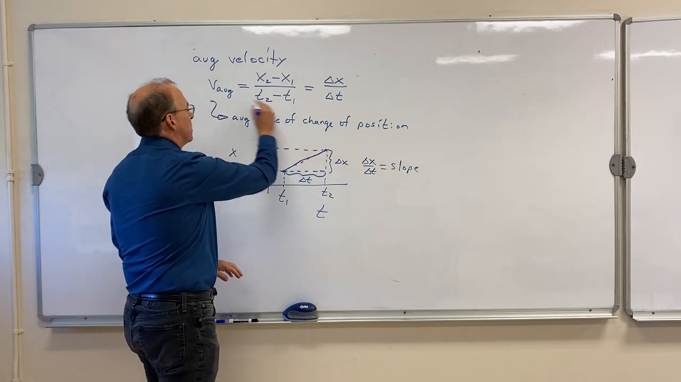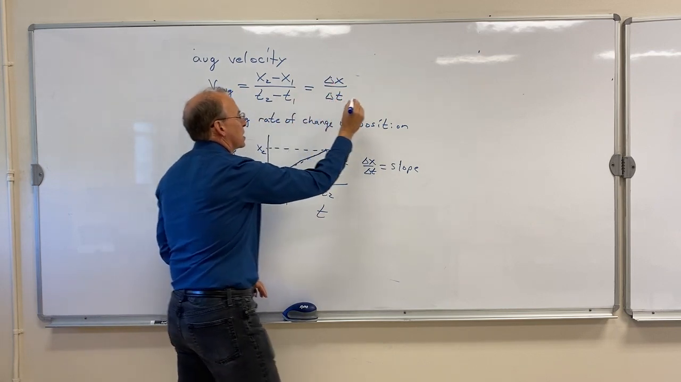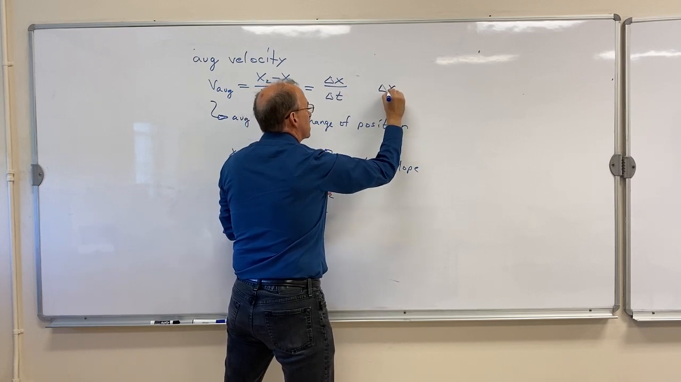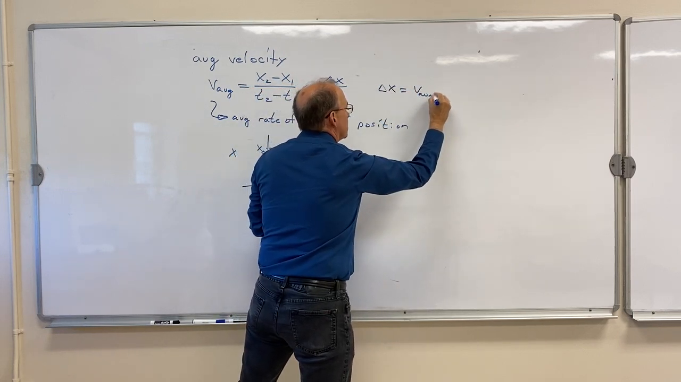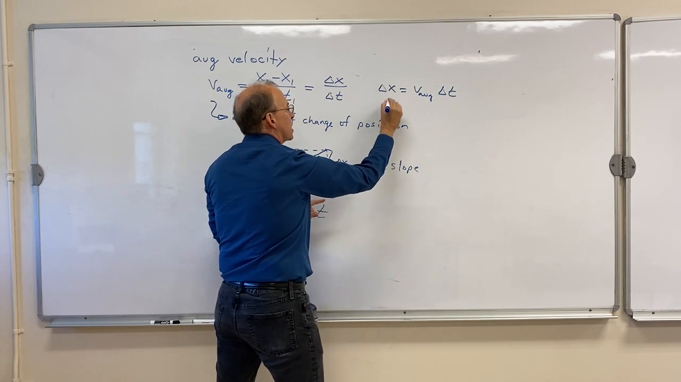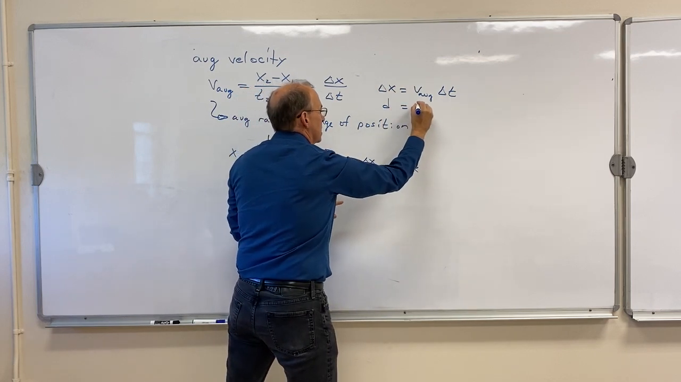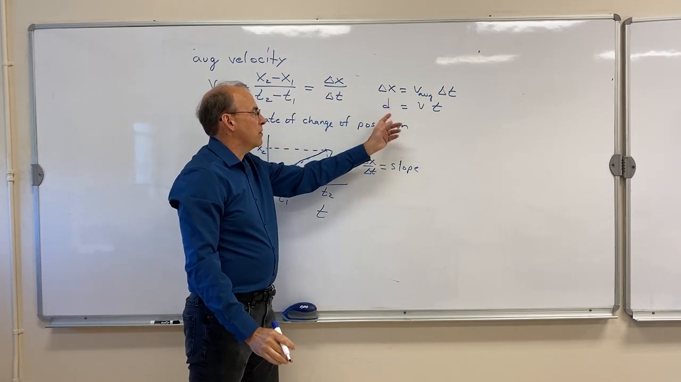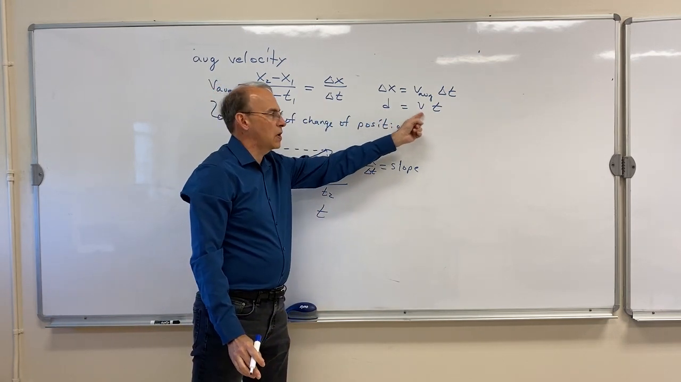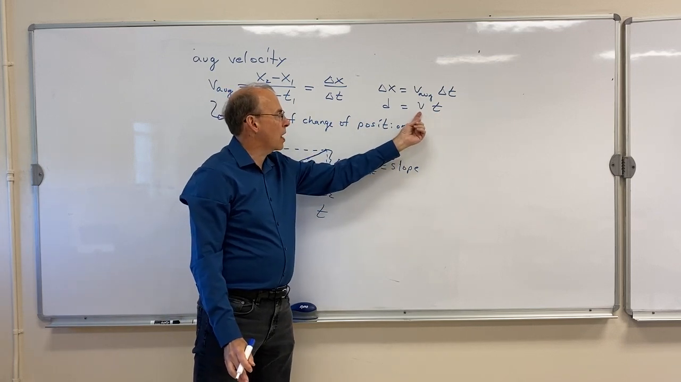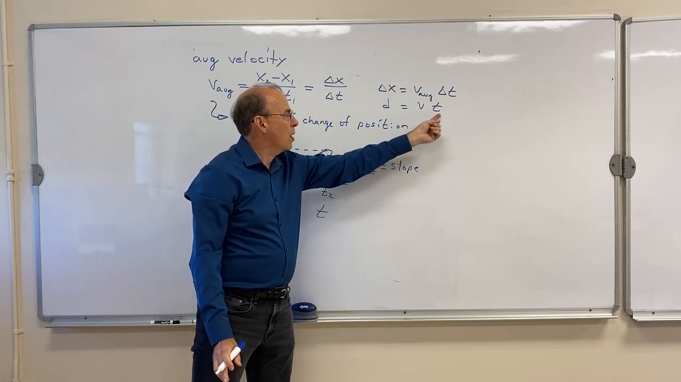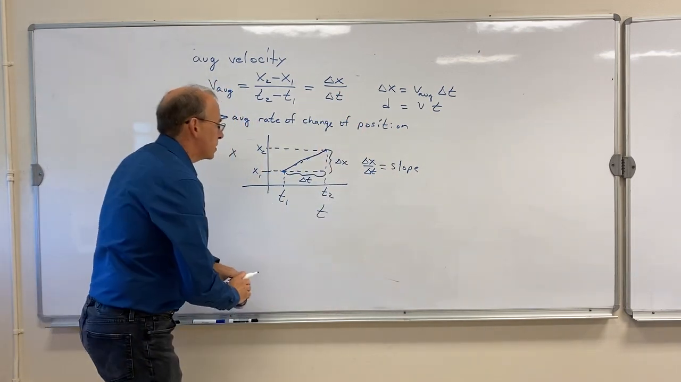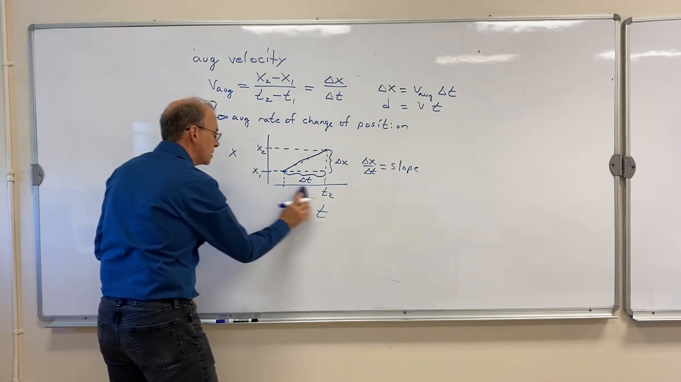Another way of thinking about this, we've got V average is delta x over delta t. If I multiply through by delta t, I get delta x is V average delta t. Delta x we can just think of as distance is velocity times time. And you see this definition of average velocity just says the distance is just velocity times time. That is, if you travel 50 miles an hour for 2 hours, you'll go 100 miles. It's really quite that simple. Next week we'll get more challenging.